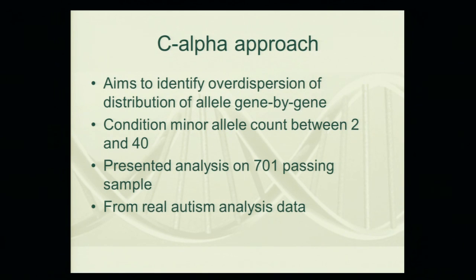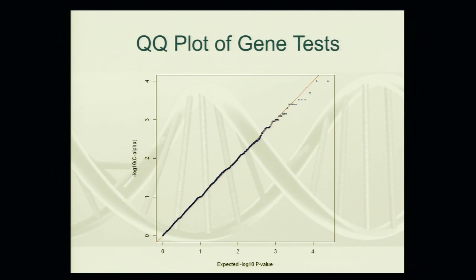So we do our C alpha test. We're looking for over dispersion. We condition on between 2 and 40 counts of the minor allele. And I'll show you a little bit of data based on 700 samples. The way of thinking about this scales with your sample size in general, so it's not specific to this 700. So here's our QQ plot of gene tests, okay?